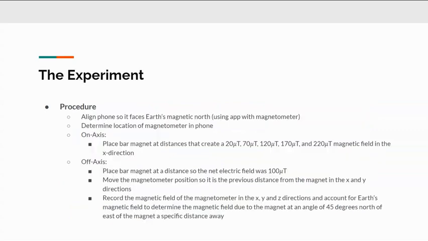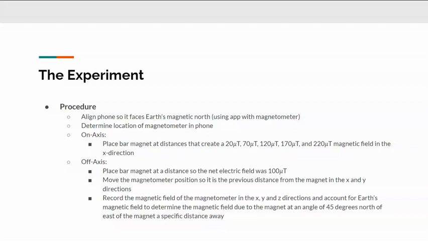Experimentally, the procedure went that the phone was first aligned with Earth's magnetic north, and then to determine the location of the magnetometer in the phone, the procedure was followed via aligning things so that the X field was maximized in one spot, and then to find the different coordinate in the phone, the Y component was maximized. And then on axis, the bar magnet had to create magnetic fields of 20, 70, 120, 170, and 220 microteslas, and the distances were recorded in the x direction.